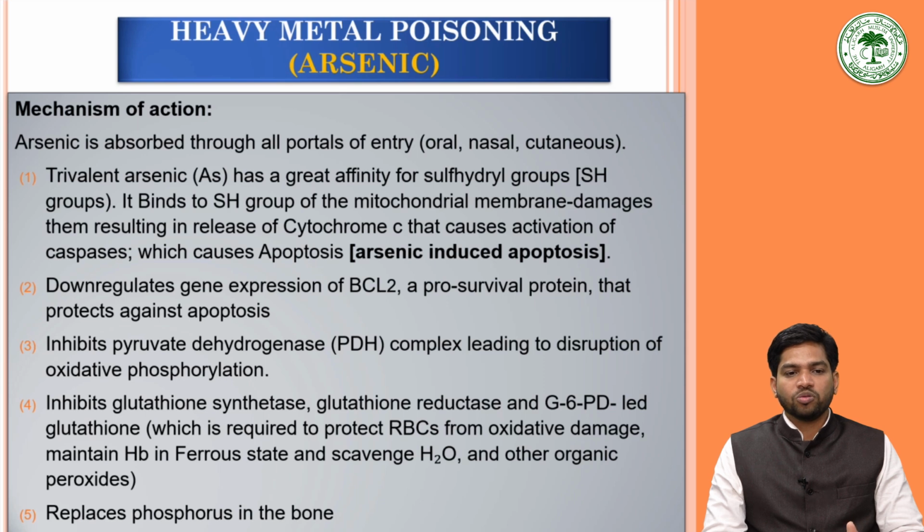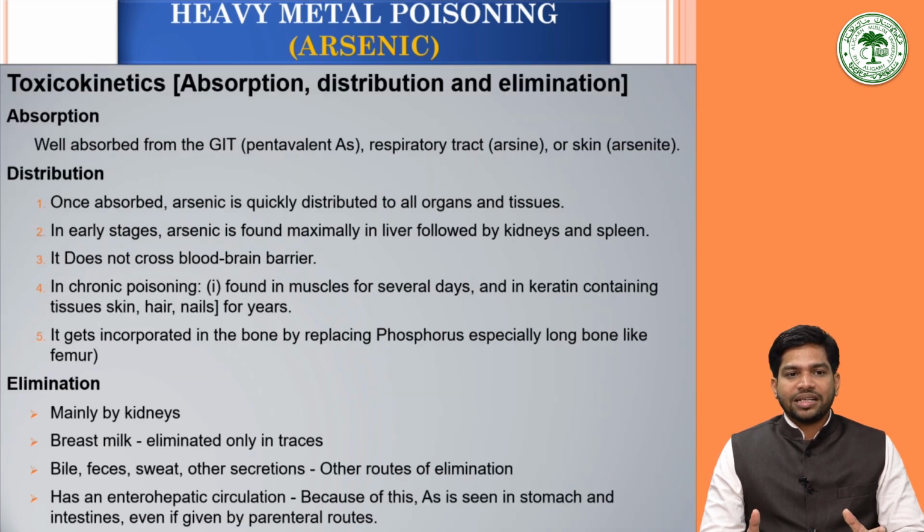That may be analyzed for the arsenic compounds. Then coming to the toxicokinetics of the arsenic, it is well absorbed from the GIT as pentavalent arsenic. Arsine gas is well absorbed from the respiratory tract and arsenite from the skin. Upon absorption, it is bound to the protein portion of hemoglobin and alpha globulins. Once absorbed, arsenic is quickly distributed to all the organs and tissues. In early stages, arsenic is found maximally in the liver, followed by kidney and spleen. It doesn't cross the blood-brain barrier.